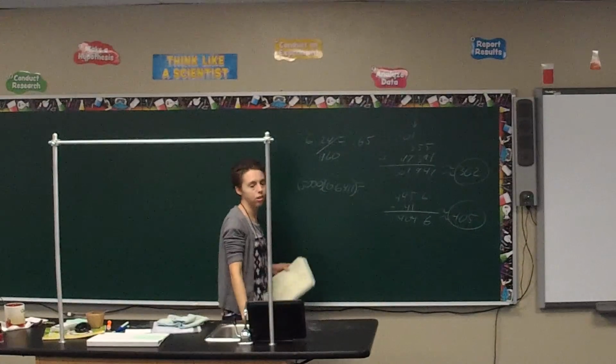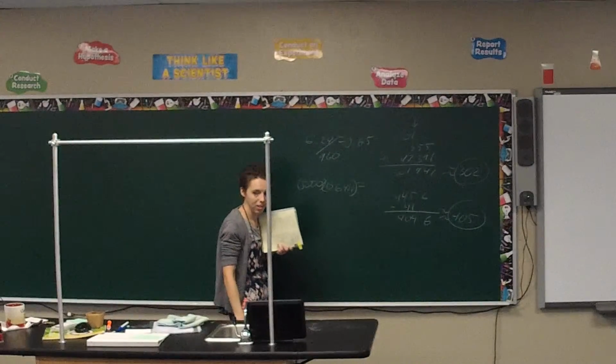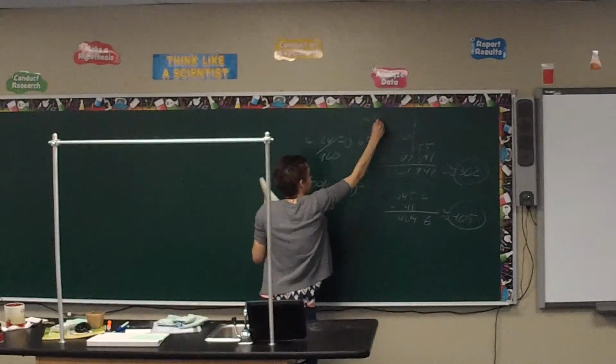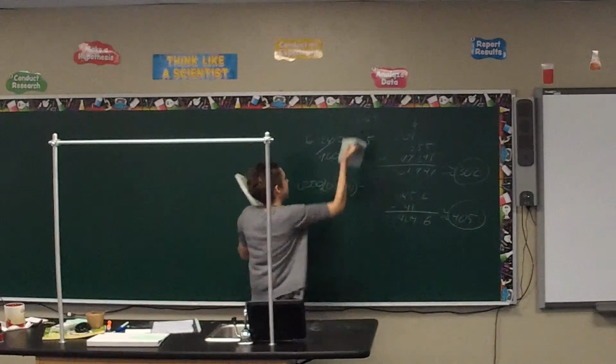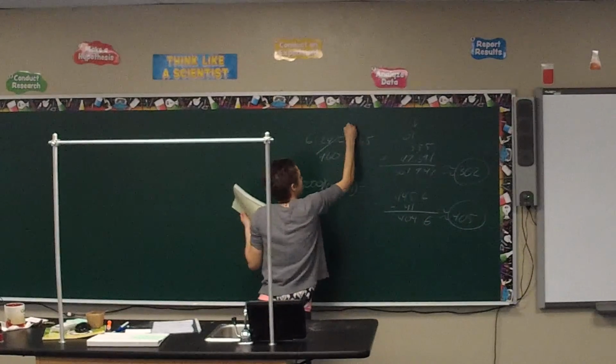So it should be 0.65. How many sig figs do I have? So 0.065. Or 6.05. Let me think. So you said what was the last one? 6.05.